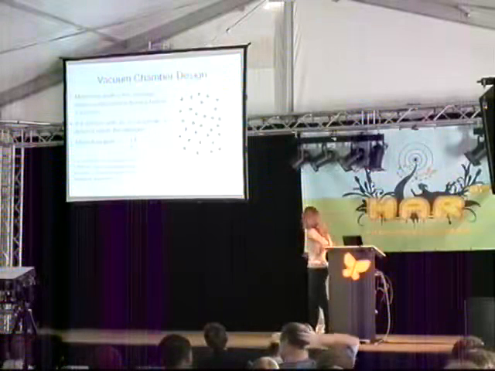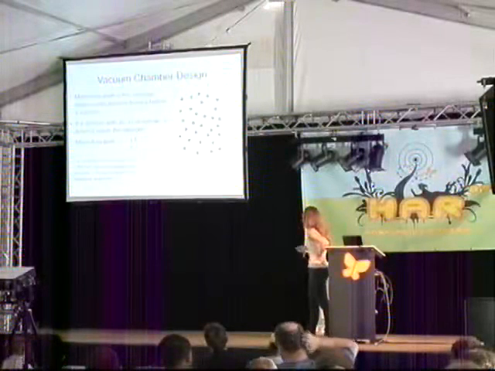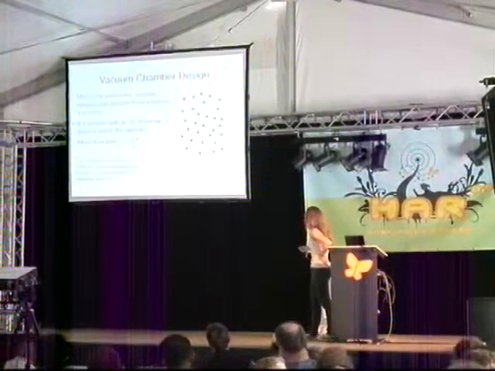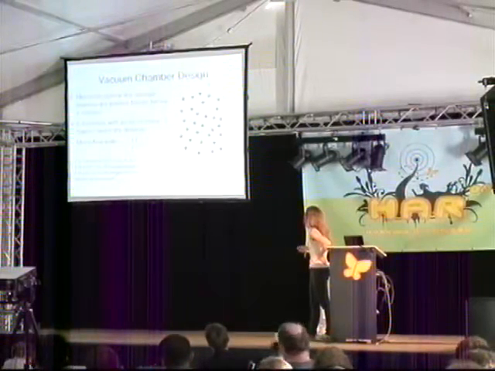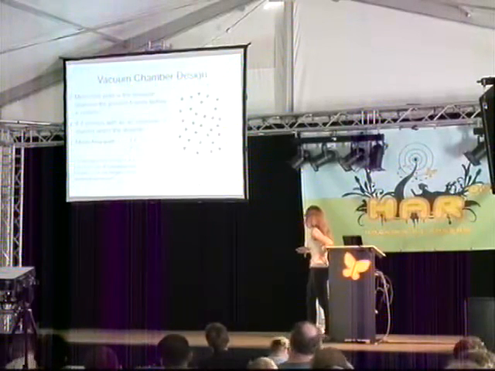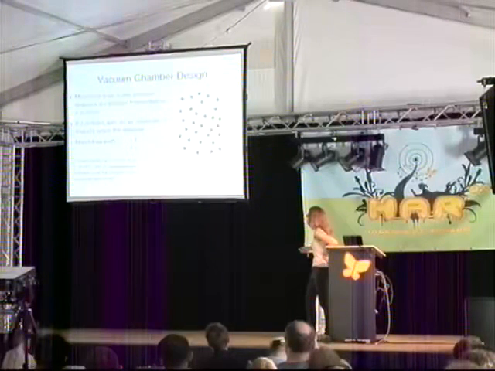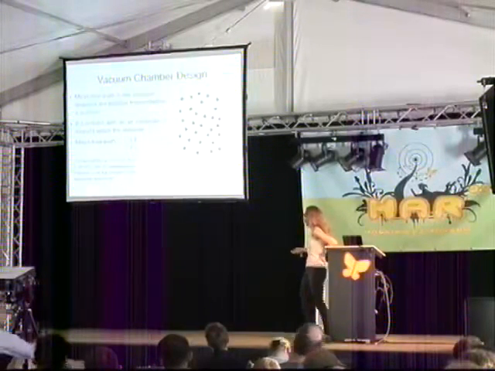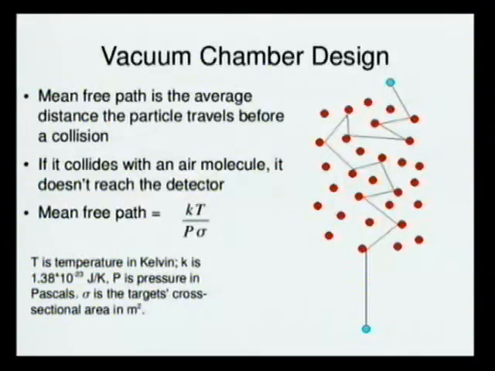Now, there's a pretty straightforward equation for mean free path: kT over P sigma, where T is temperature in Kelvin, k is Boltzmann's constant in joules per Kelvin, P is the pressure in pascals, and sigma is the target's cross-sectional area in square meters. And that's basically, you have your atom, it kind of looks like this. What is the 2D projection of cross-section?